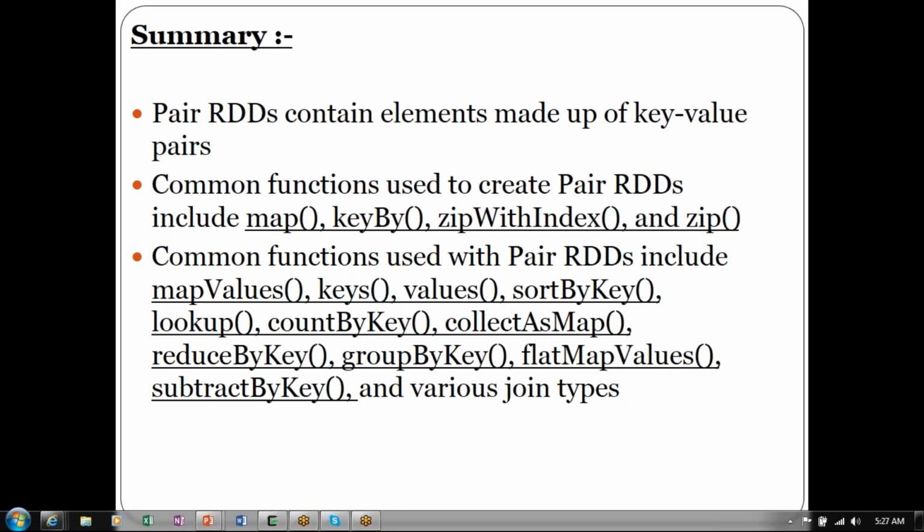The common functions used to create pair RDDs are map, key by, zip with index, and zip. Once again, common functions used to create pair RDDs include map, key by, zip with index, and zip. Common functions used with pair RDDs include map values, keys, values, sort by key, lookup, count by key, map, reduce by key, group by key, flat map values, subtract by key, and various join types.